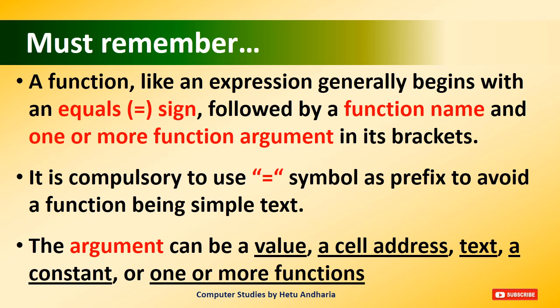Now the argument can be a value. See, I can also type =SUM(45+55+55), or =SUM(45,55), that way also. So 45 or 55 is a value, or it could be a cell address. A1, D1 are cell addresses. It could also be text, or a constant, or it could be one or more functions also. So it depends.